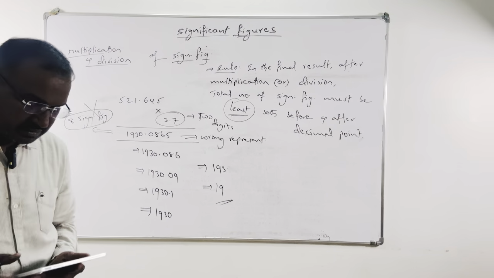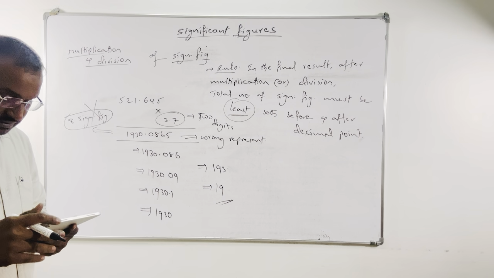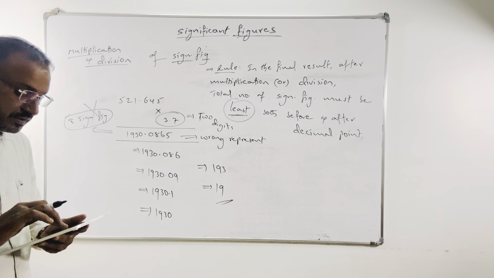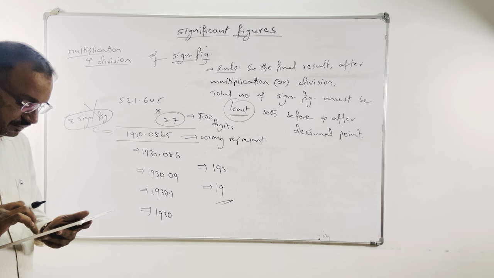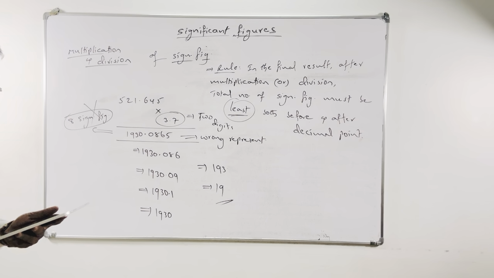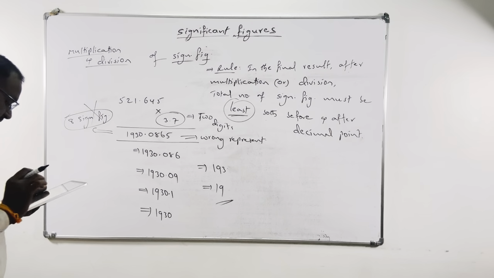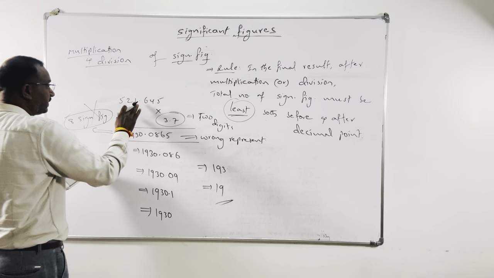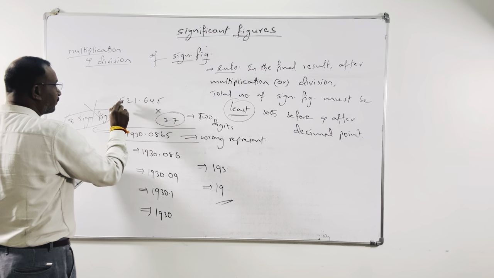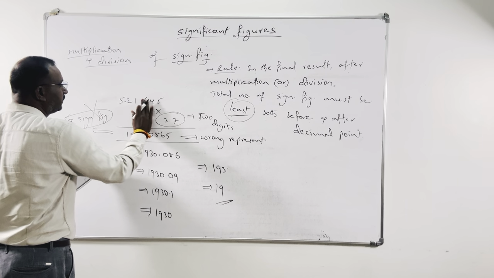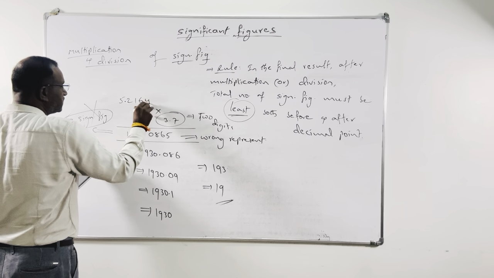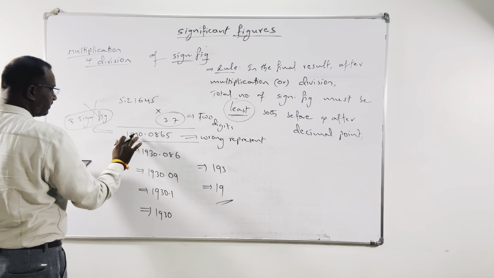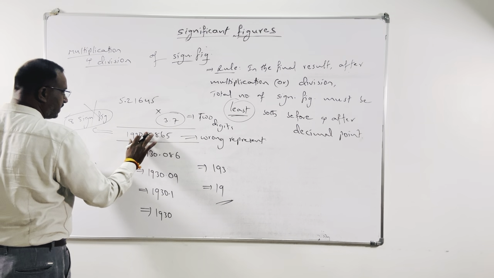1 minute, let me take another example, not this one. On multiplication, 3 significant figures, 11.5. We should not take this much of value. Let me take 5.21, not 5.21645. So then it will be 19.